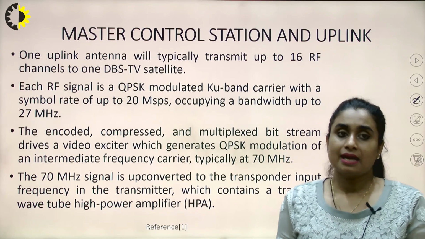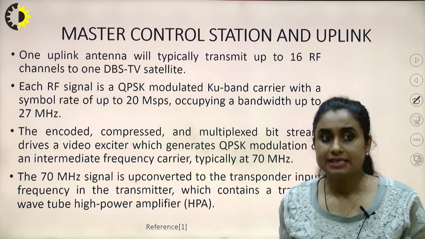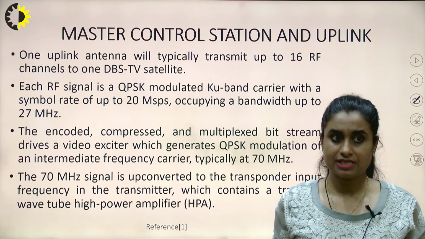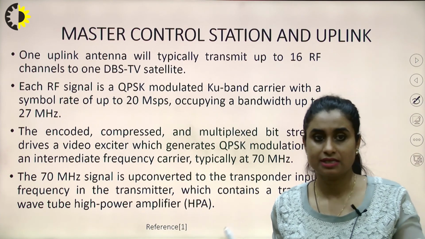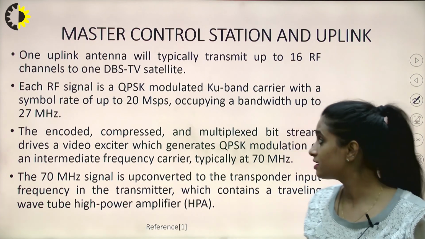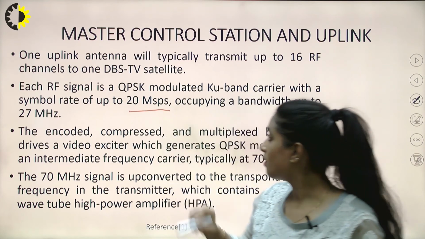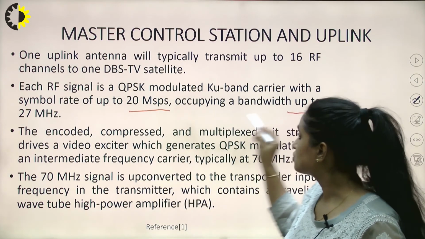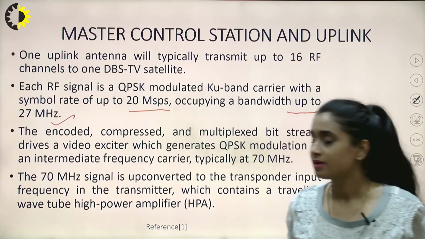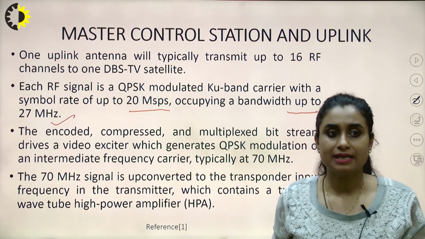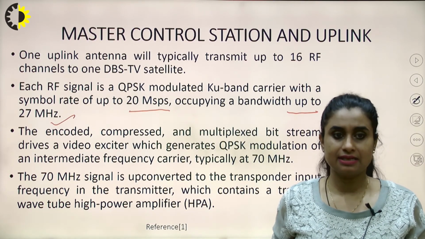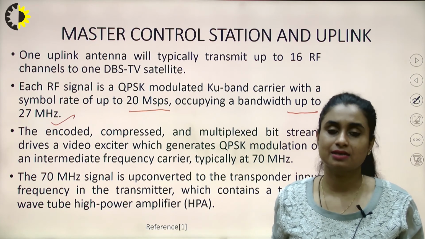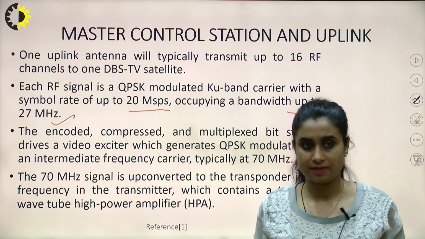One uplink antenna will typically transmit up to 16 RF channels. So 16 RF channels can be transmitted at once. Each RF signal is a QPSK modulated Ku band carrier with a symbol rate of approximately 20 megasymbols per second. It occupies a bandwidth of up to 27 megahertz. The encoded, compressed, multiplexed and modulated signal is transmitted. And the modulation technique which is most famous in satellite communication is QPSK.